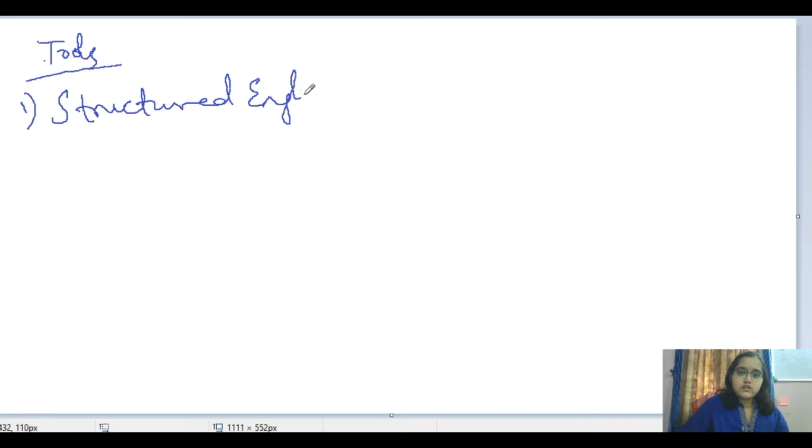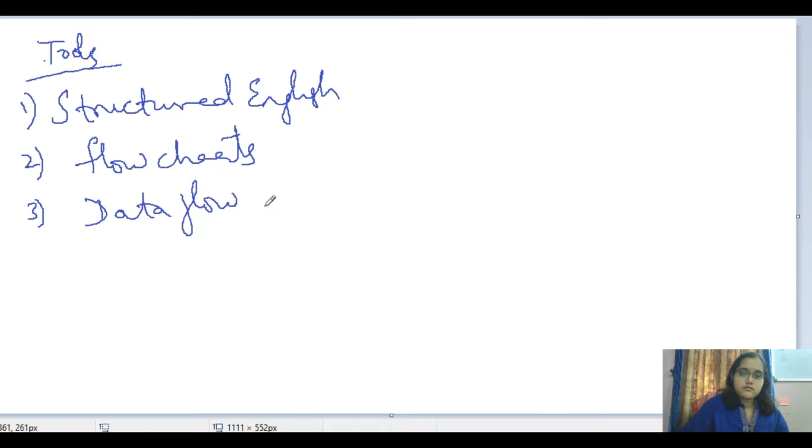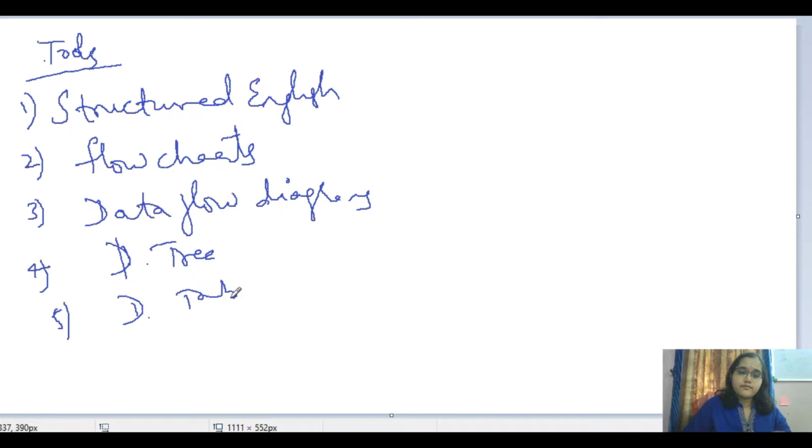So what are the different types of tools used for system development? In total, the first one is structured English. The second one is an all-time favorite for everyone, flowchart. Third one is data flow diagrams. Fourth one is decision tree. Then the fifth one is decision table. Sixth, we have CASE tools. Then the seventh one is system component matrix.